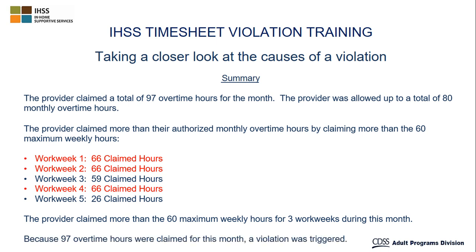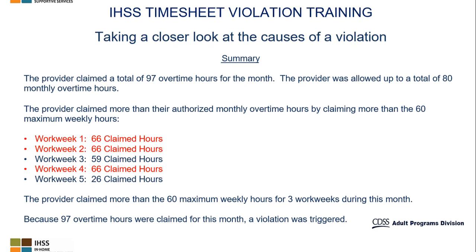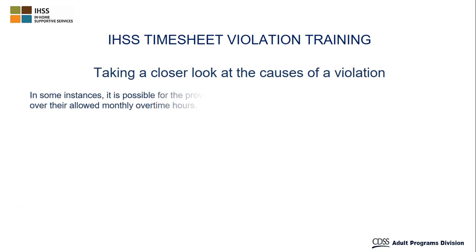Because 97 overtime hours were claimed for this month, a violation was triggered. In some instances, it is possible for the provider to stay under their weekly maximum hours and still go over their allowed monthly overtime hours.